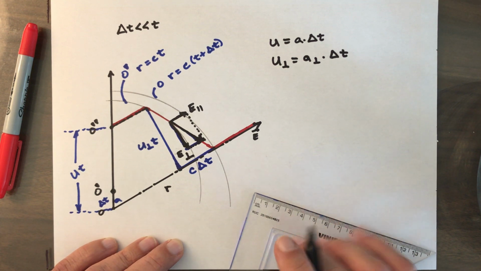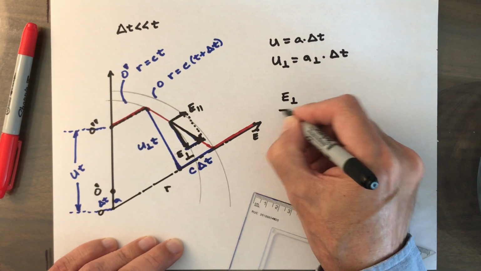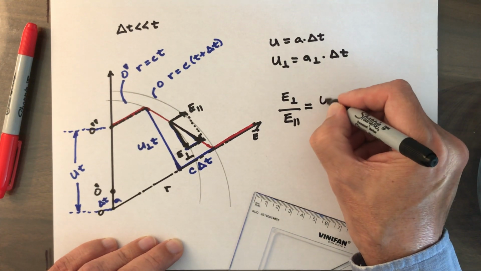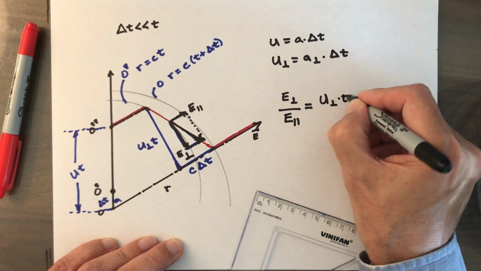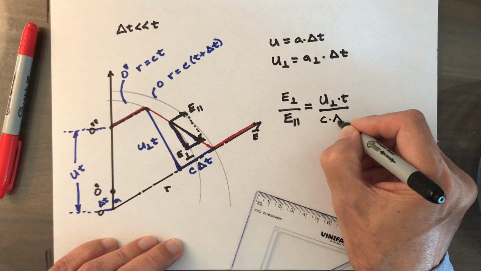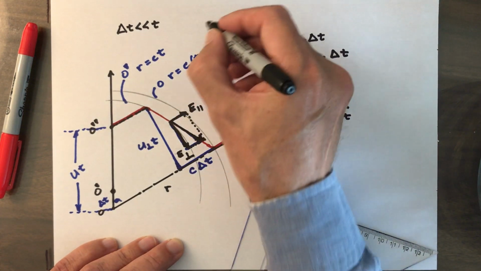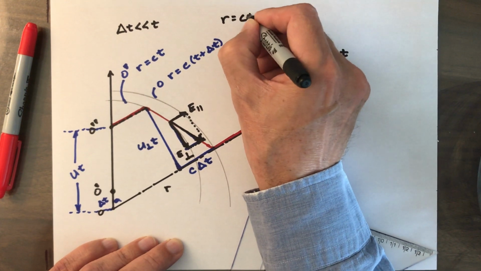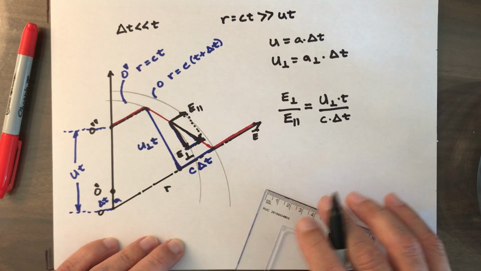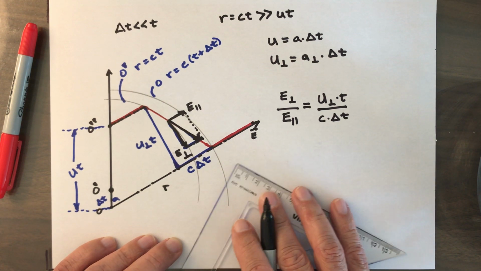Now then, back to our triangles. Since they're similar triangles, we can go ahead and say that E perpendicular over E parallel is going to equal u perpendicular times t divided by c times delta t. It should be noted the speeds that we're dealing with. Remember, r equals ct, which is much, much greater than ut. So the velocity of light is a different realm than the speeds that we're dealing with here.